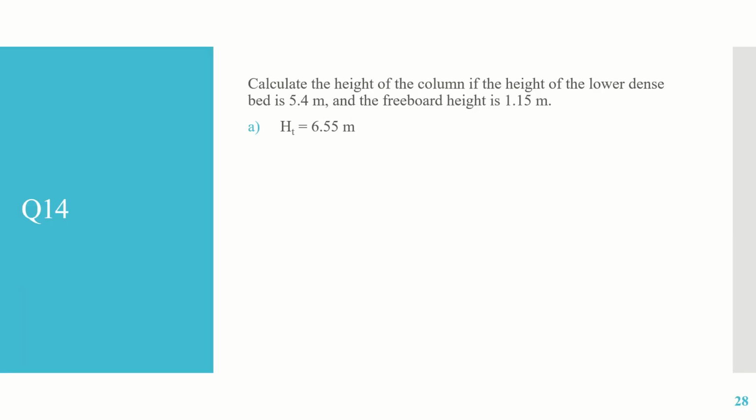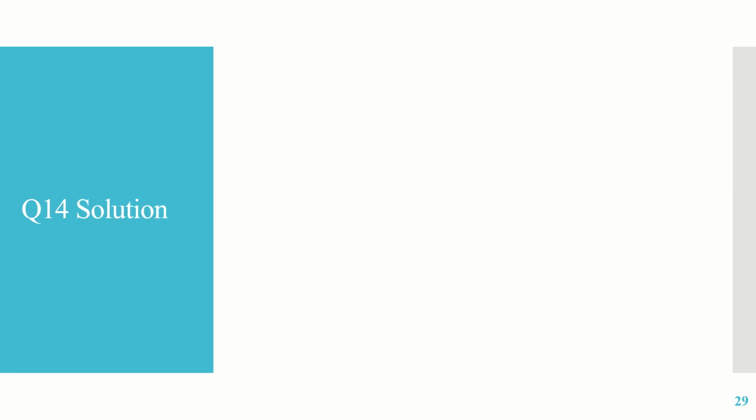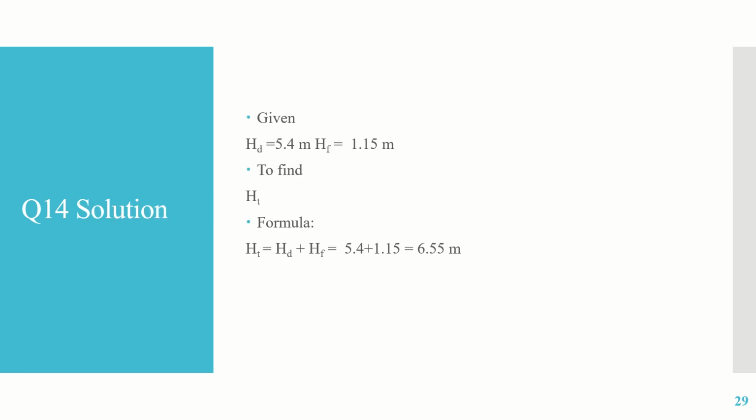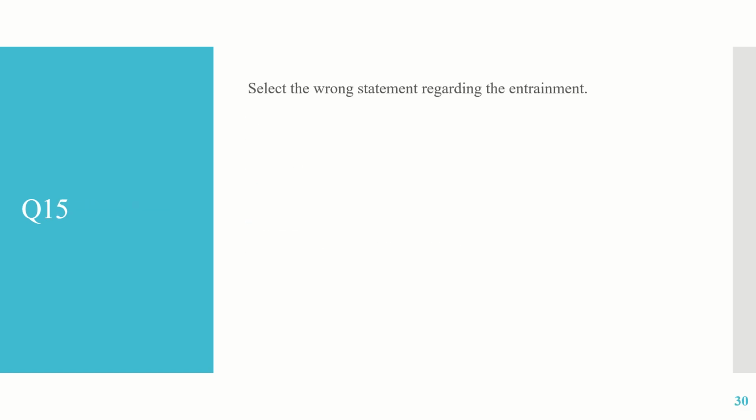So it is a simple question wherein we are asked to find the height of the column if the height of the lower dense bed is 5.4 meter and the freeboard height is 1.15 meter. It is just an addition because we know the total column height is comprised of the lower dense region together with the freeboard height. So it is 5.4 plus 1.15, it is 6.55 meter. Option A is the right answer. So that is what we have seen in the solving approach also. This is just to give you an idea how to do it in the future, or if you ever forget the formula. So we'll move on to question 15.